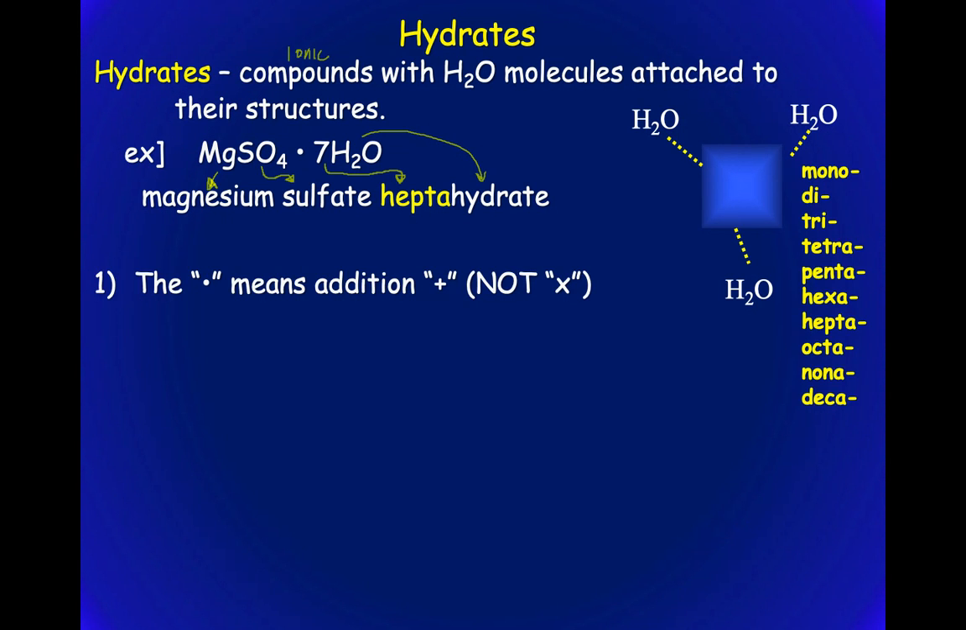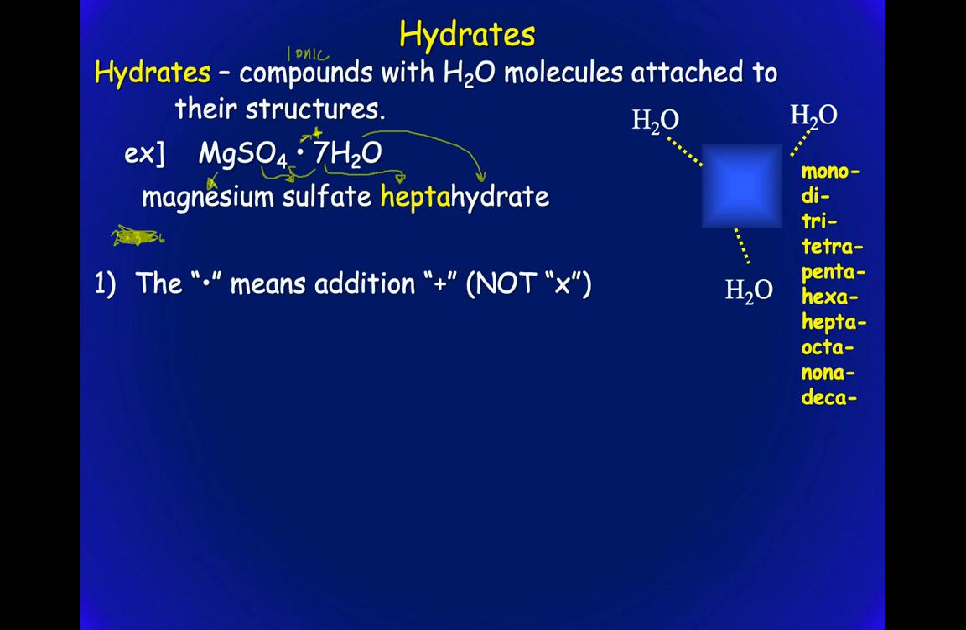Now, it's important to know that the dot does not mean multiplication. I know in math, we say 2 times 3 is 6. However, we're not going to use that for chemistry. In chemistry, this raised dot means plus. So you're going to add that. The water molecules are added to that. That's probably to not confuse it with a chemical reaction. We want to show that this is attached to that. So it doesn't mean multiplication.